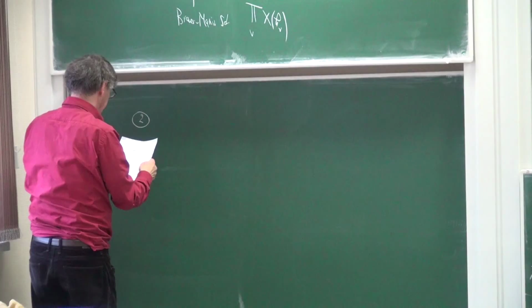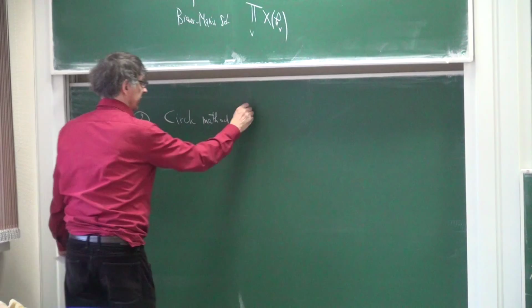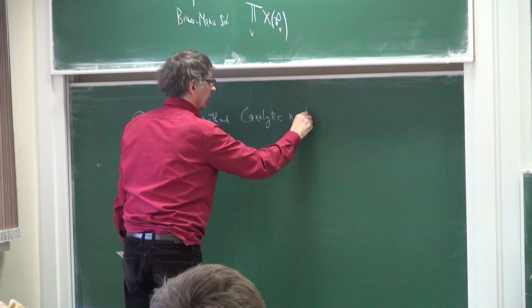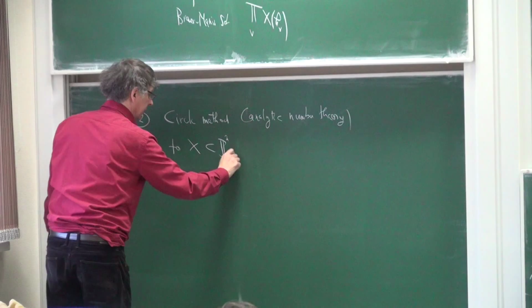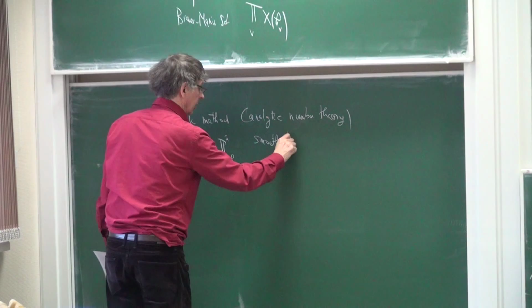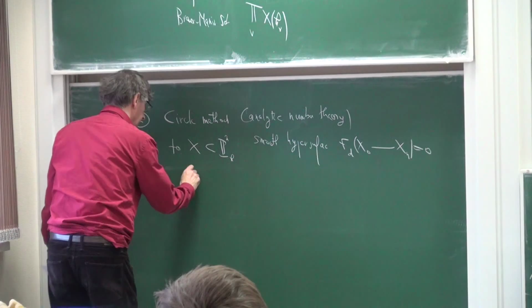Second case, well, it's been known for a long time. There's something called the circle method in analytic number theory, and they prove the conjecture if you take for x, say, a smooth hypersurface simply in P^n over K. So it's given by an equation f of some degree, and the number of variables is much bigger than the degree.